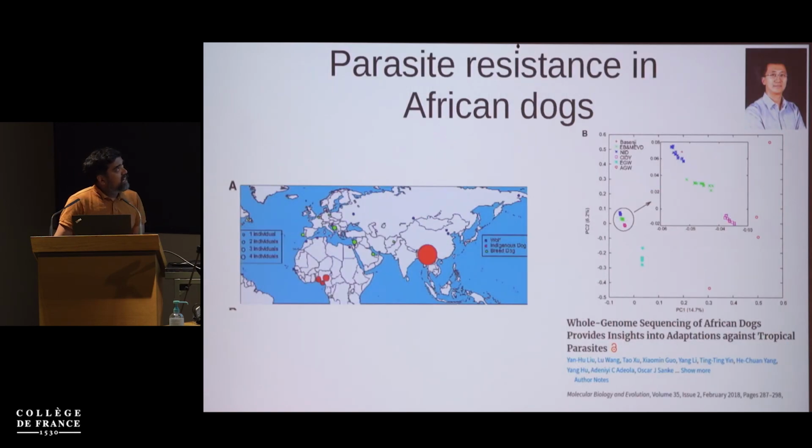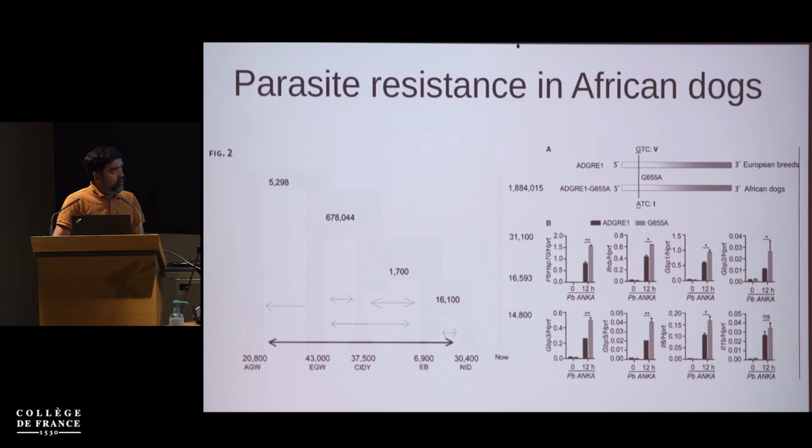The other example that I wanted to talk about was parasite resistance in African dogs. This was a work in which we were involved to a minor extent, where a number of African dogs were sequenced in an effort led by Guodong Wang at the Kunming Institute of Zoology. And together with these African dogs, they compared African golden wolves. They found that these dogs were quite in a clade of their own, not showing too much evidence of admixture from African golden wolves.